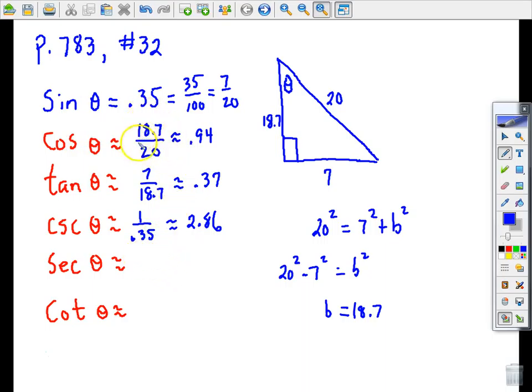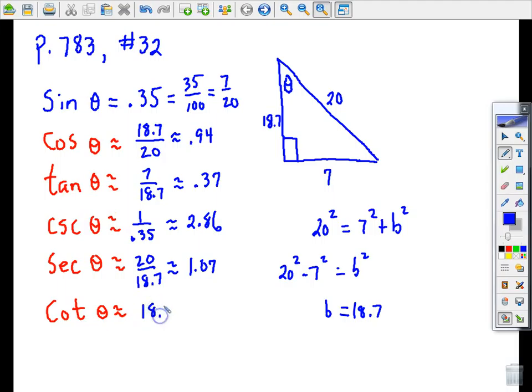Okay, secant theta is the inverse of cosine. So I'm just going to take this fraction, or you could, I guess it'd be better to just go ahead and take this fraction and flip it over and then divide 20 divided by 18.7. That's 1.0695, so we'll just say 1.07.